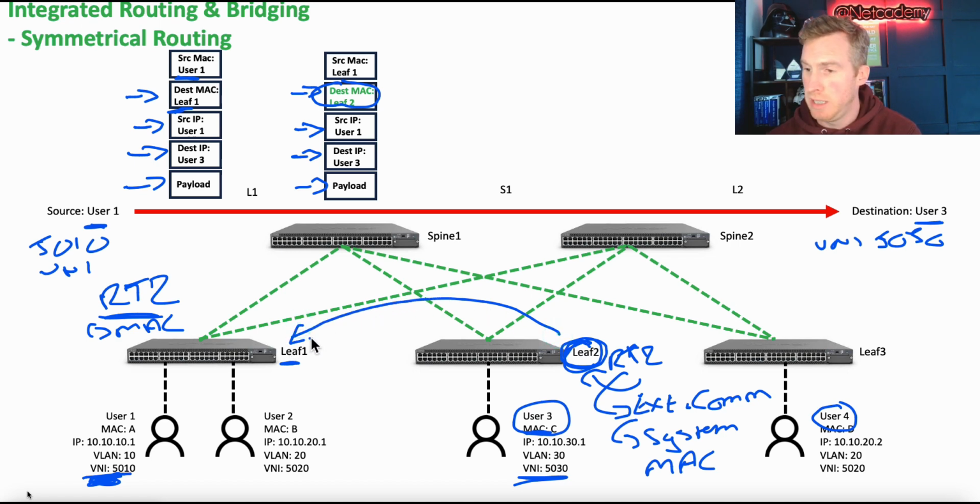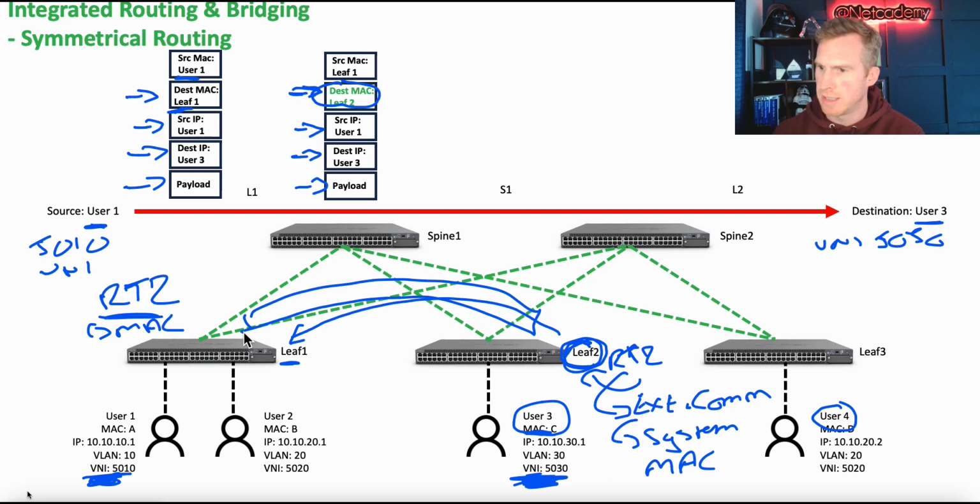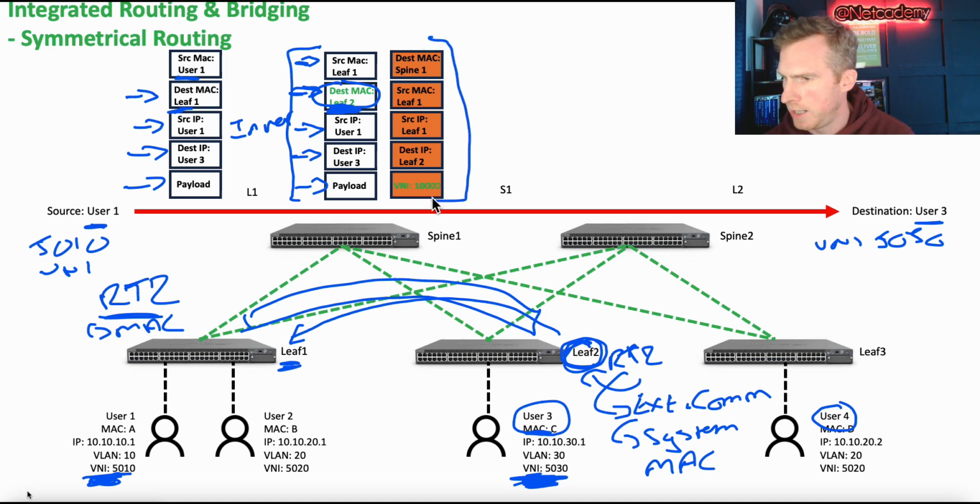And because of that, leaf 1 can say, using the symmetrical model, well, the destination MAC address is not that of actually the end host, i.e. user 3, but the destination MAC address for this transit traffic, because don't forget, all it is is a tunnel going from one VTEP to another VTEP. It's not to the end destination, but the destination MAC address is now leaf 2, whereas the source MAC address is still leaf 1, of course. And here is the outer VXLAN header. So I'm just going to write outer at the top here.